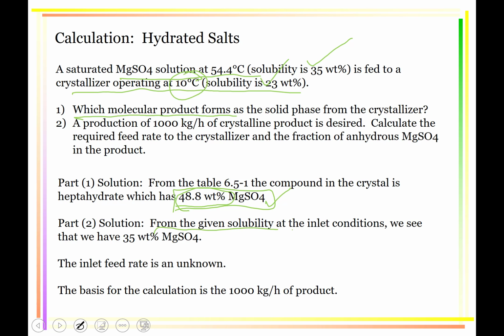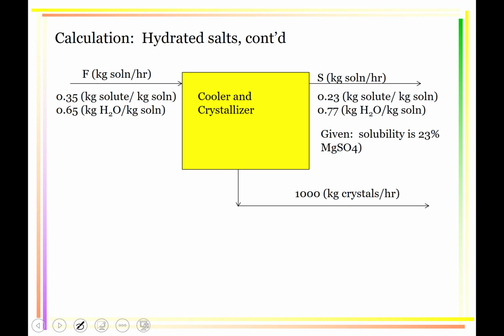Okay, from the given solubility at the inlet conditions, we see that we have 35 weight percent magnesium sulfate. The inlet feed rate is an unknown, and so the basis for the calculation suggested to us is 1,000 kilograms per hour of crystalline product. Okay, so let's label our flowchart with all of our given information. We have solubilities here, solubility here given, and we have our basis for calculation, which is 1,000 kilograms of crystals per hour. So what do we have to feed and what comes out?